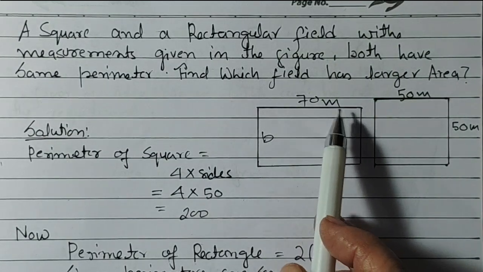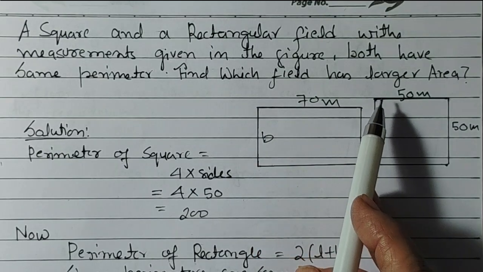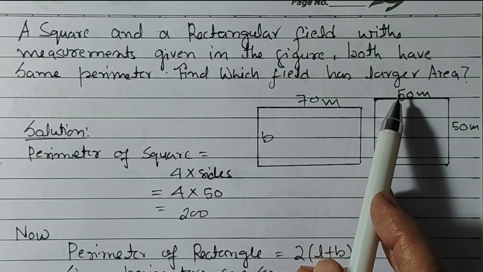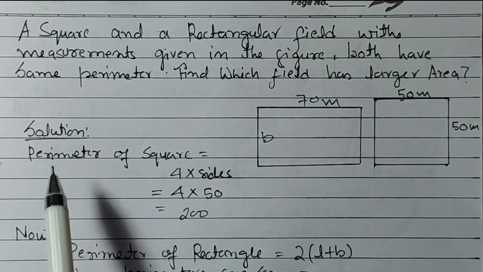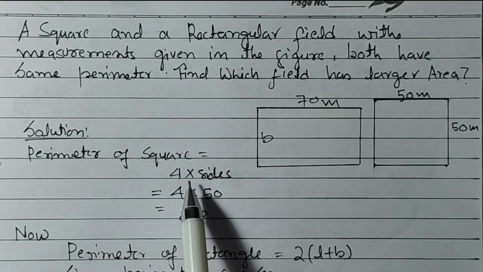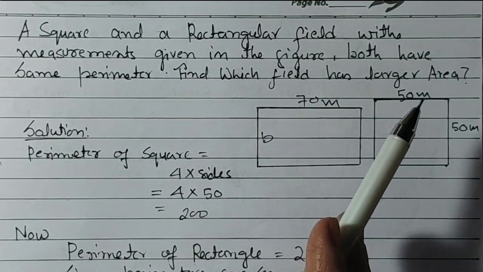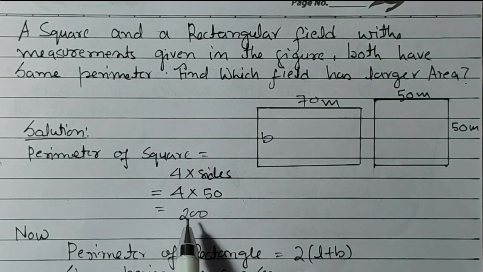So this is the rectangle with length 70 meter, but we have to find the breadth, and this is the square with the side 50. Solution: the perimeter of the square is 4 into side, which is 4 into 50. It is equal to 200.